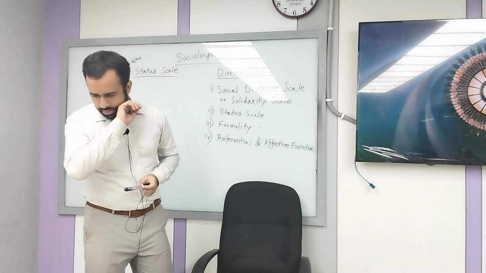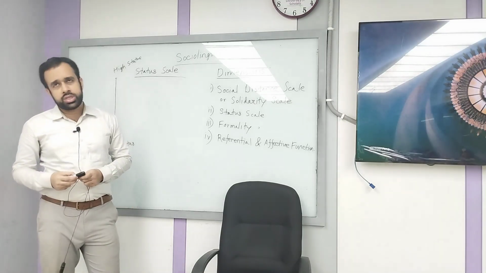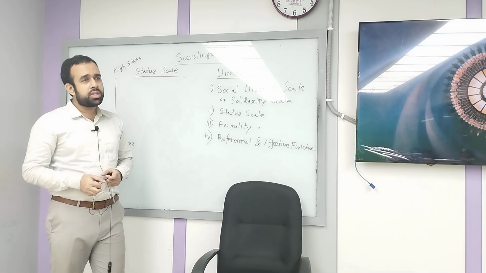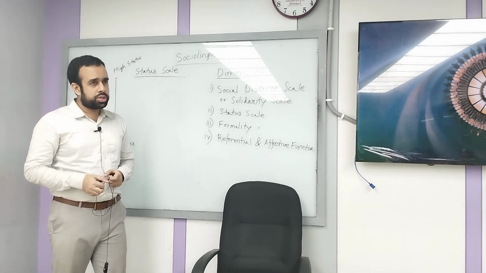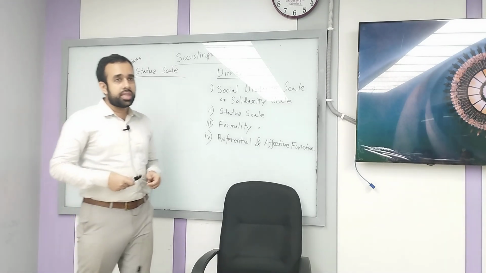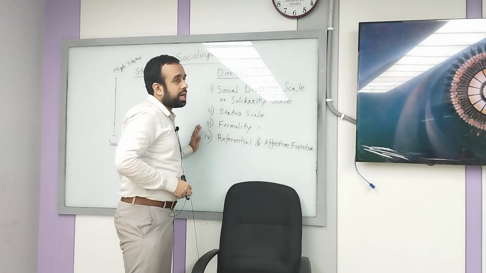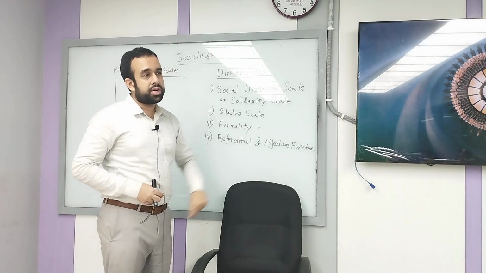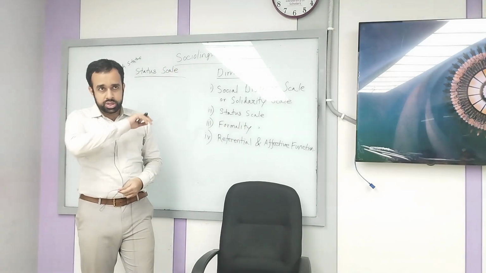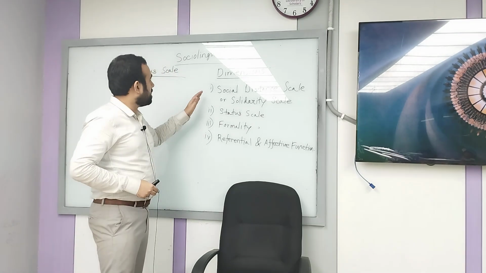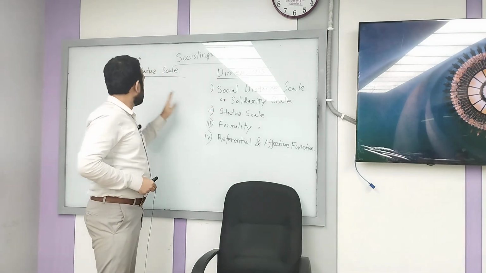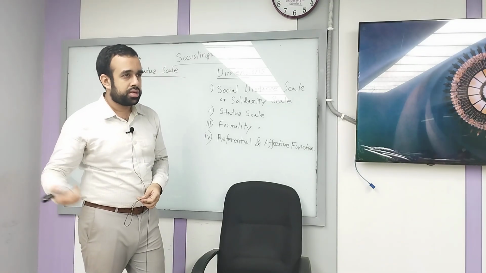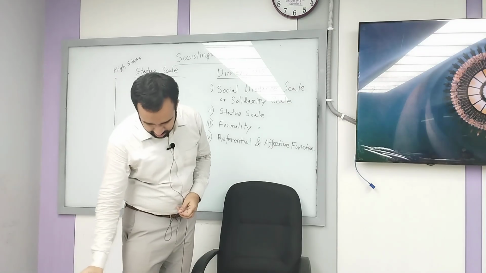During the exam there will be a question like that: briefly explain the dimensional context of sociolinguistics with examples. In that case you need to describe all the dimensions, draw the scale and give examples. That question will carry 10 marks. If you give the name of the scale, draw the scale and give an example, you will definitely get 8 or 9 out of 10. Easy.